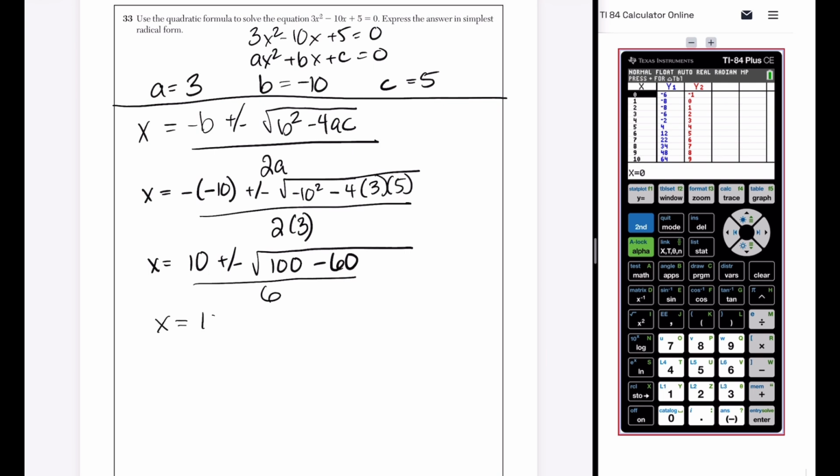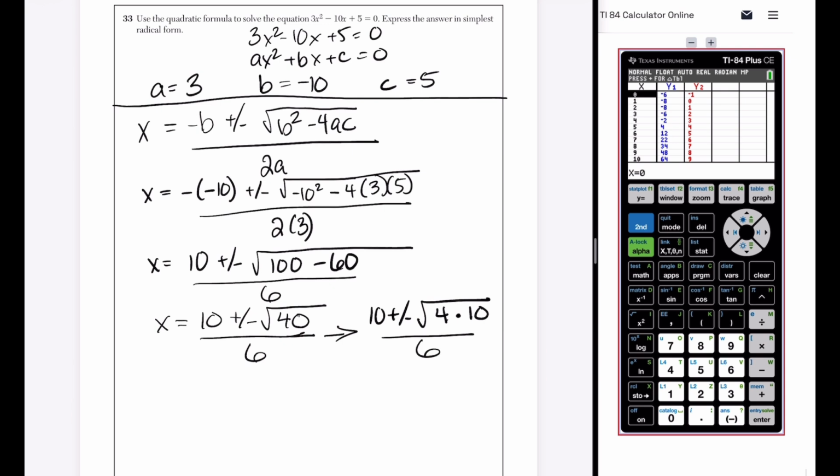So now let's keep dealing with 10 plus or minus. Let's deal with what's in that parentheses. 100 minus 60 is square root 40 over 6. So this is where I can't do anything with square root 40. So let's see if we can split this up. Are there any squares in there? And yeah, we can do 4 times 10. We can do that.